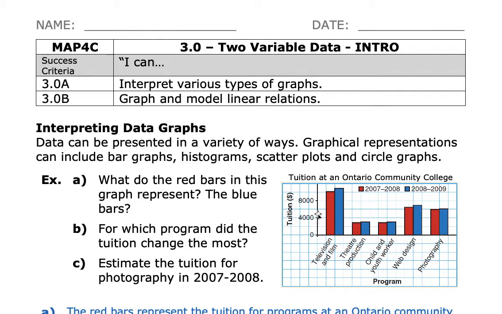Pay attention to the Y scale. How much does it change for each one unit or one grid square that we move? And the answer in this case is 2,000. So be aware of your X scale and Y scale whenever they're numerical values.